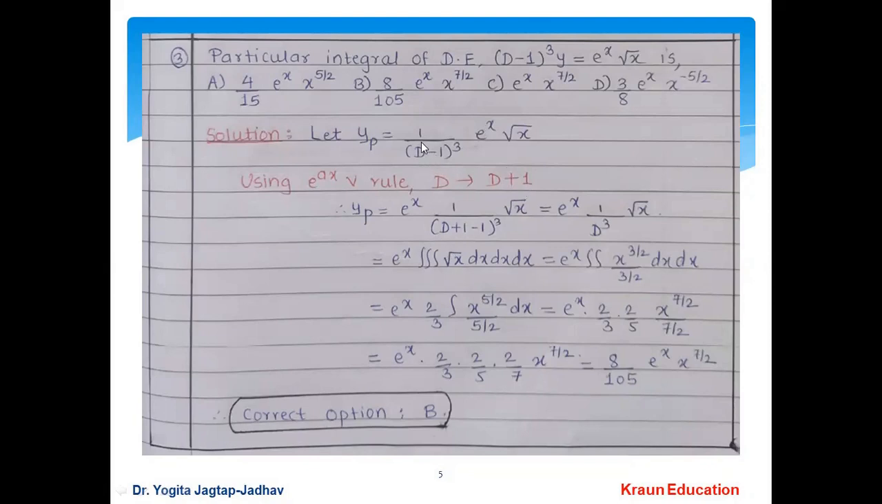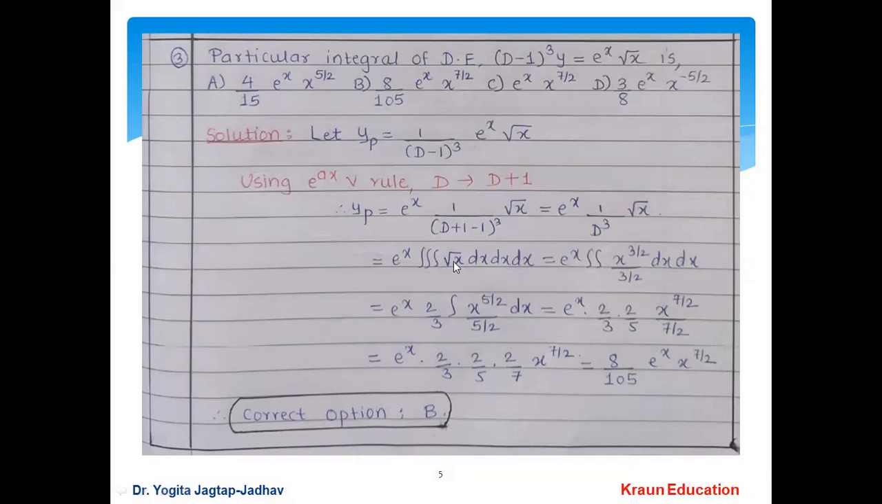Now, replacing d by d plus 1 in the previous step, what do we get? e raised to x taken common, 1 upon d plus 1 minus 1 bracket cube operating on root x. Here plus 1 minus 1 get cancelled, and this is nothing but 1 upon d cube. That is triple integration with respect to x. Now taking integrations one by one, we have this kind of term.